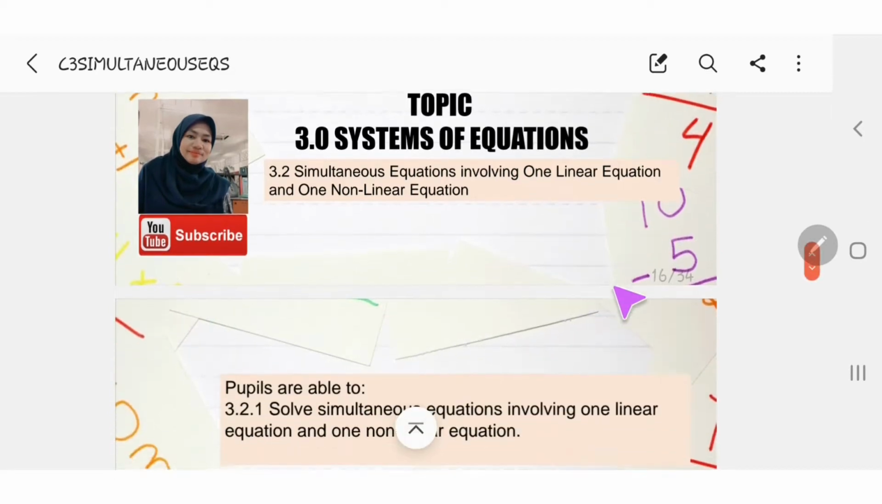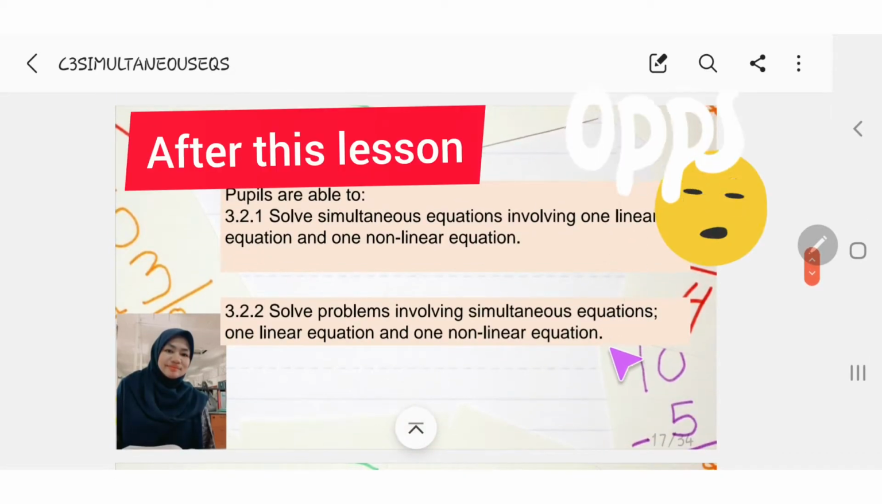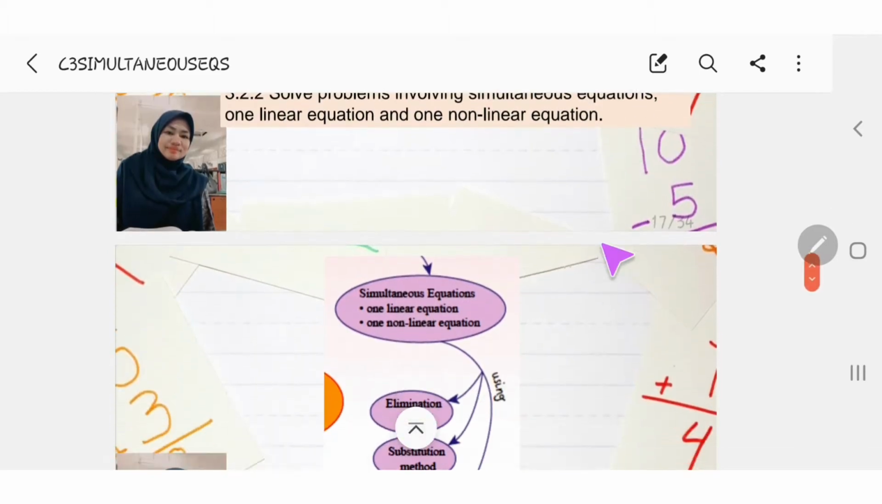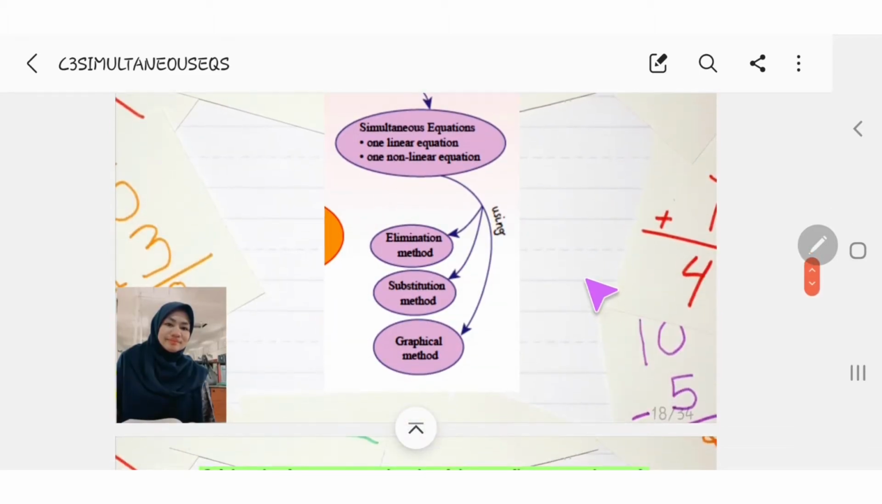Okay, the next subtopic is simultaneous equations involving one linear equation and one non-linear equation. So, before this lesson, make sure you are able to solve simultaneous equations involving one linear equation and one non-linear equation and solve problems involving these two equations. There are three methods to solve simultaneous equations where you have one linear and one non-linear equation. We can solve by using the elimination method, or the substitution method, or the graphical method.